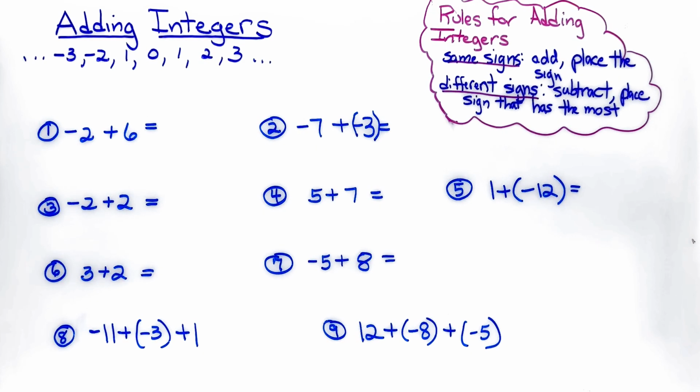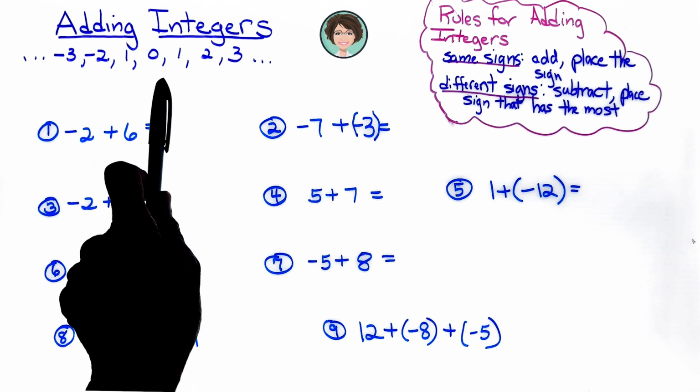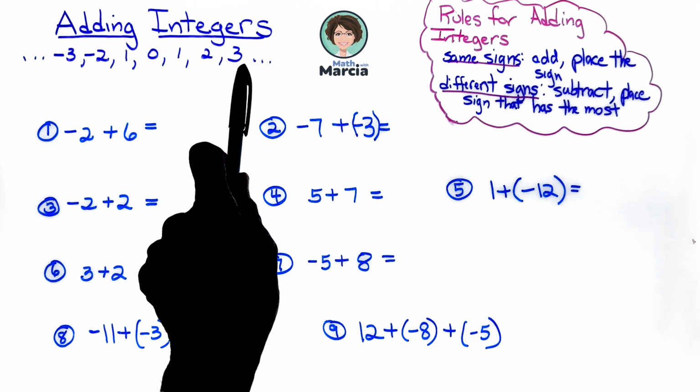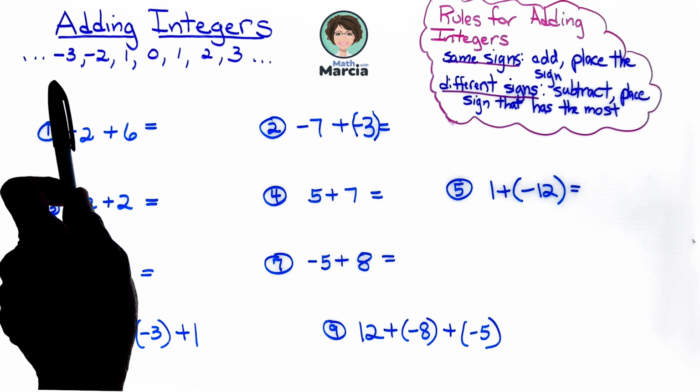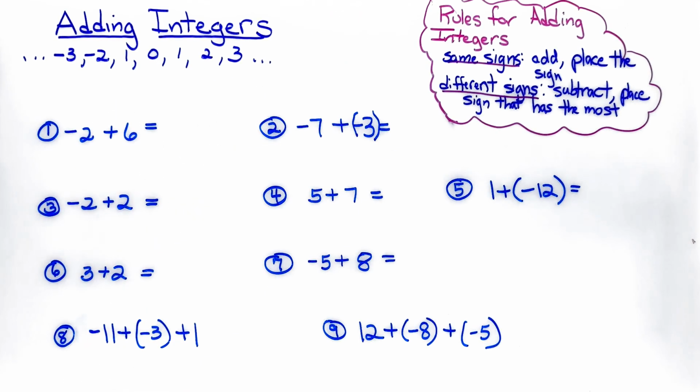For this lesson, we will be adding integers. Remember, integers are negative numbers, 0, and positive numbers. Notice there's no decimals, no fractions, and they go on forever in both directions. So there are two different rules for adding integers.